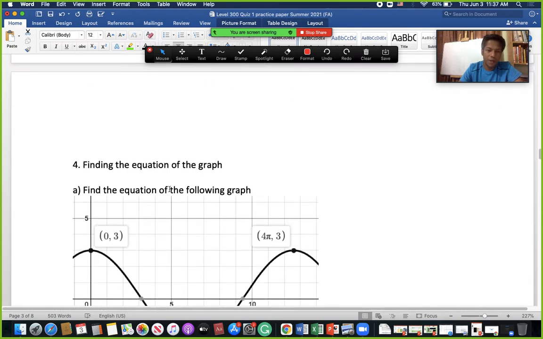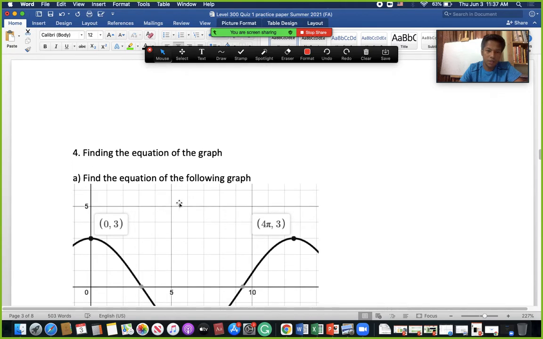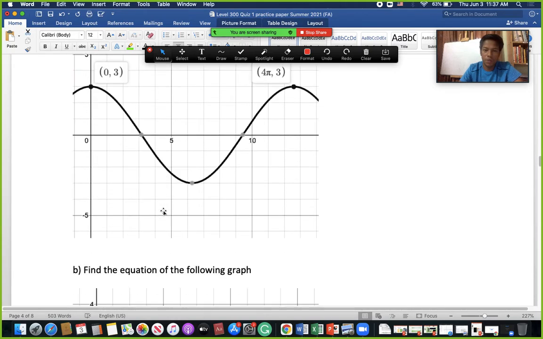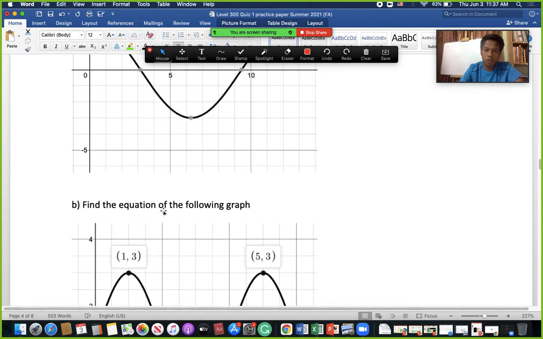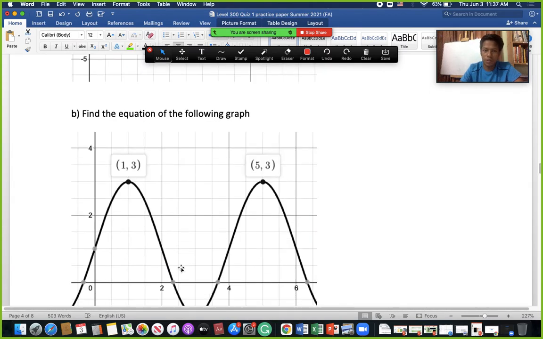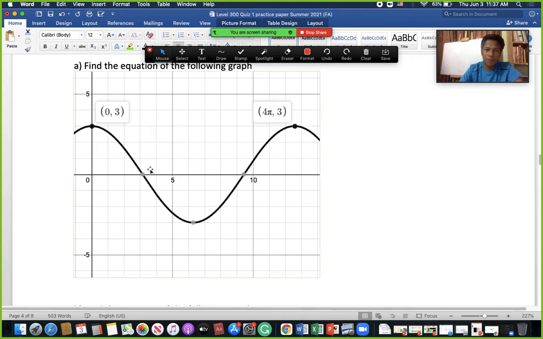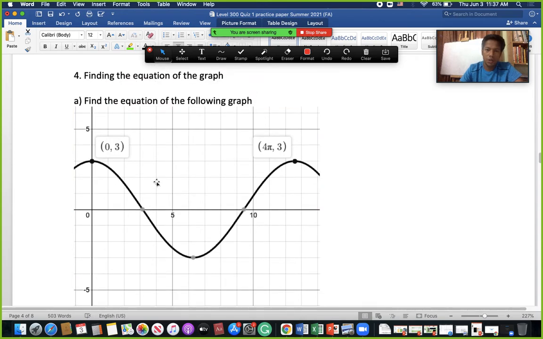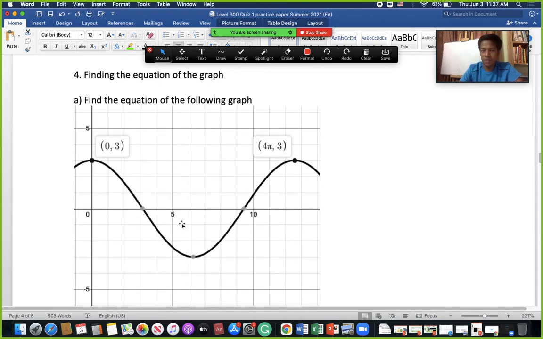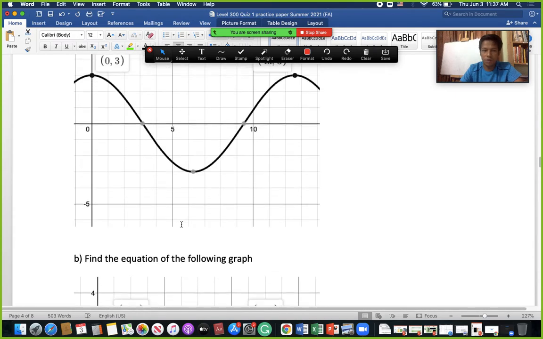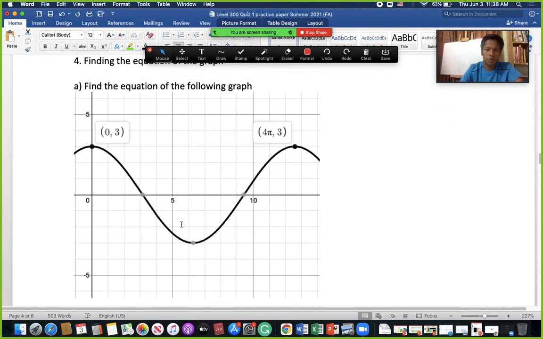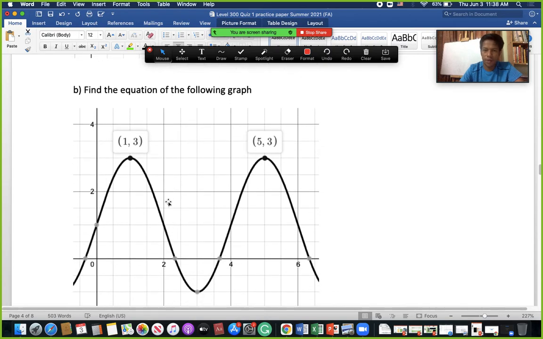All right, finding the equation of the graph. Find the equation of the following graph. There are only 2 questions, 3 marks each. This one is 3 marks, this one is 3 marks. You will have to find out the equation of this graph. Some graph is given. Of course, both of them are either sine or cosine graphs. So you will have to work only on that.